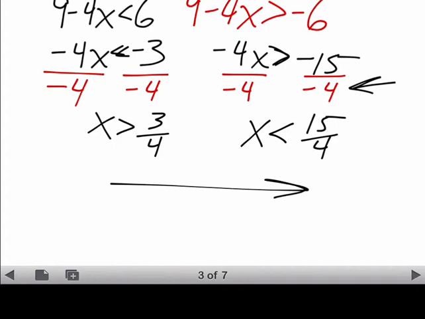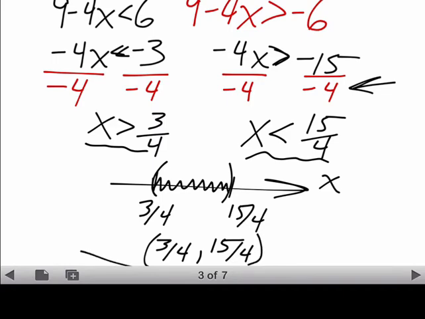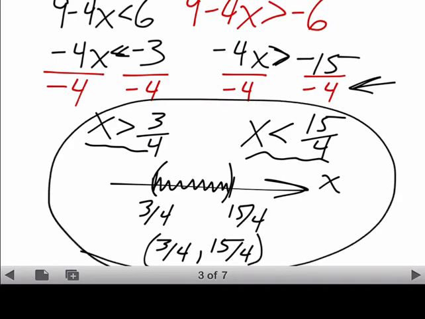Well, on the number line here, which I'm going to label x, I have 3/4 and 15/4. Because these are strict inequalities, I'm going to have parentheses, and x is greater than 3/4, x is less than 15/4, parentheses opening towards each other, shading in between. Interval notation is going to be parentheses 3/4, comma 15/4, end parentheses, and here I have the three-part solution to the inequality: the actual inequalities themselves, the number line, and the interval notation.